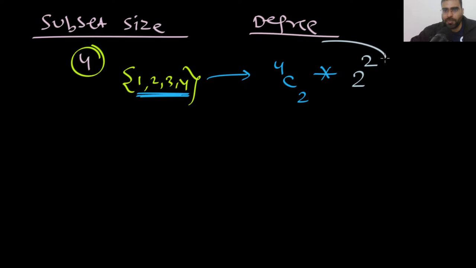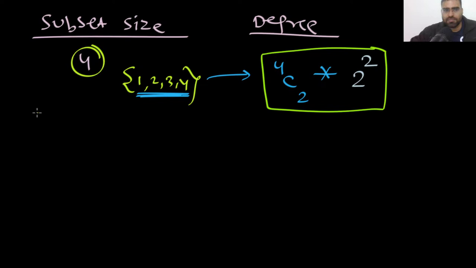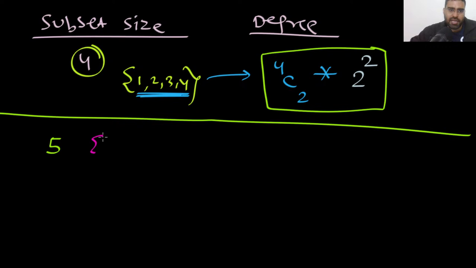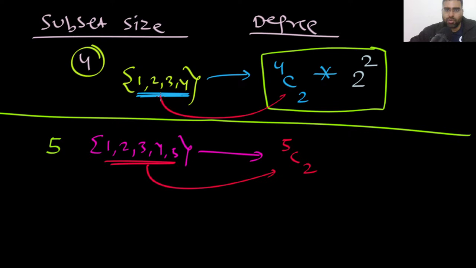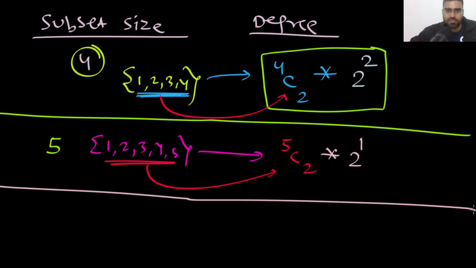Remaining 2 people have 2 choices. Yes or no? Also, if you have, say, subset size 5, like consider this subset 1, 2, 3, 4, 5. You take two people from here. From these five, you take two people. And the remaining person has one choice. The remaining element, either you can take it or you can leave it.